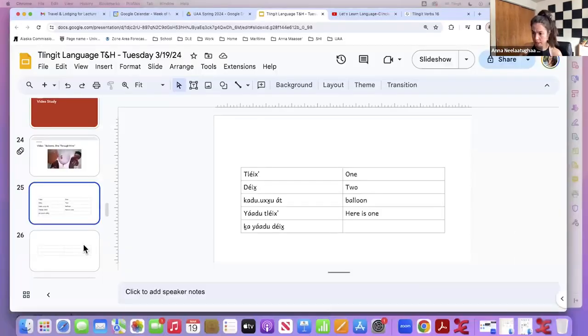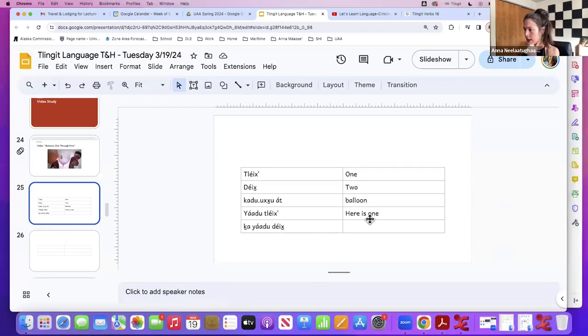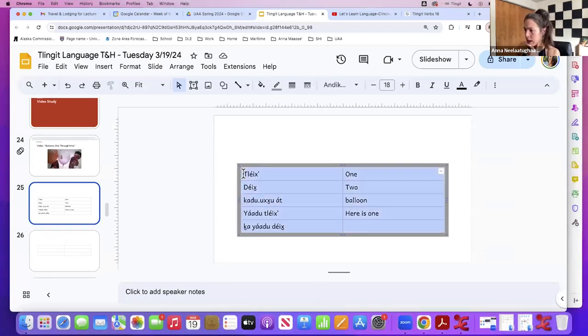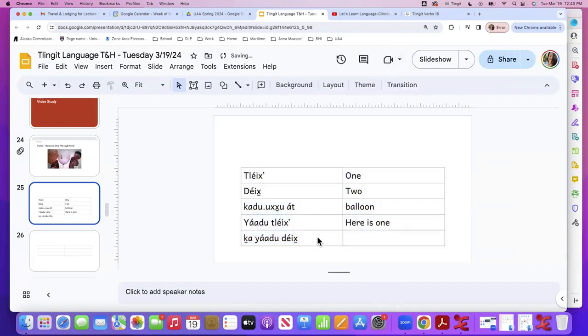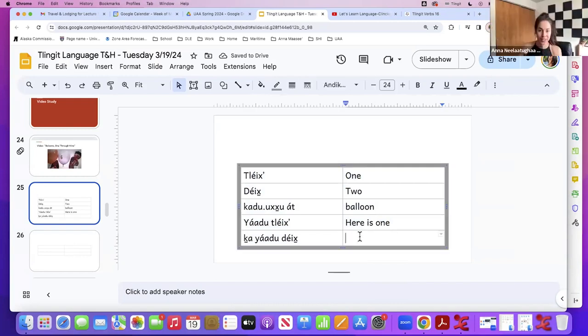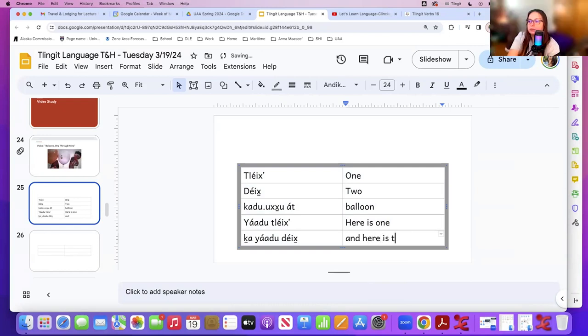That's really good. So, do any of you recognize this word ka, underline K-A? Does it mean "and"? Good guess and good catch. So ka is "and," and then what would be yadu deich? Here is 2. Here is 1 and 2. Good.